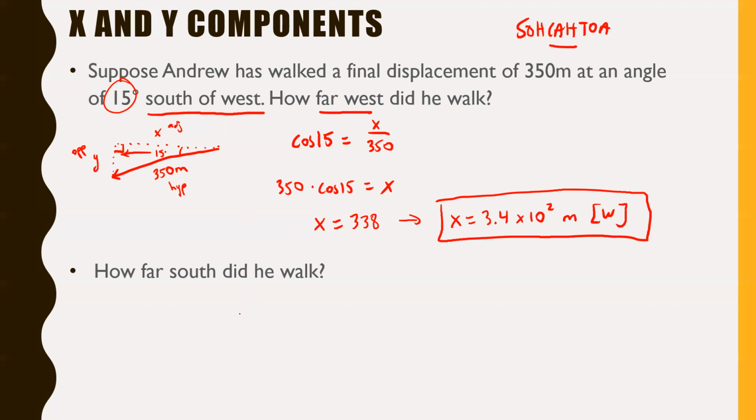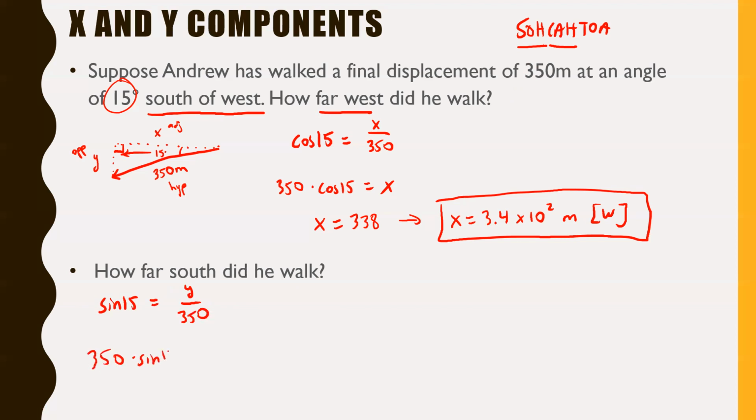Next part, how far south did he walk? Well, this is just looking for the Y component. And in this example, the Y component is your opposite side. So we are looking for an opposite side. We have a hypotenuse. That's going to be sine, because sine is opposite over hypotenuse. So we'll say sine of 15 equals opposite, which is Y, over hypotenuse, which is 350. Multiply by 350 on both sides.